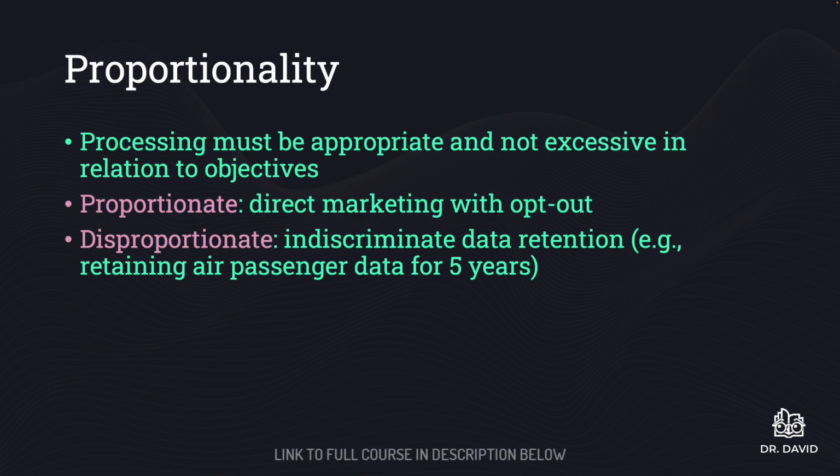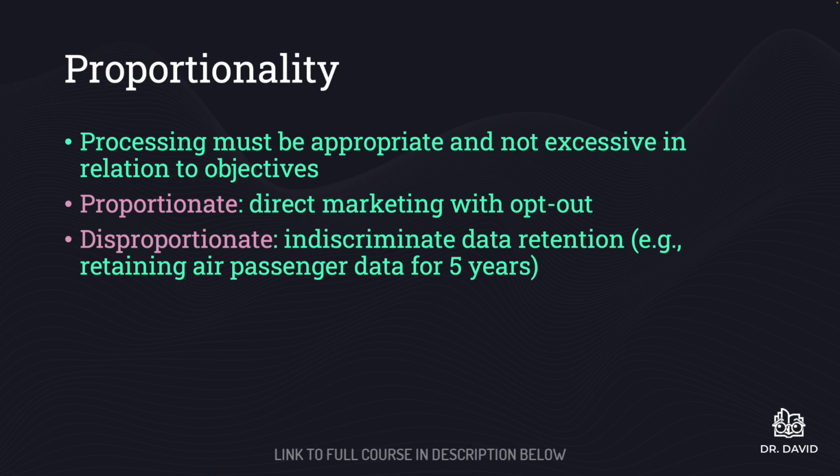Now, proportionality is a term that you're going to see quite often when it comes to DPIAs. And essentially, proportionality means that the processing must be appropriate and not excessive in relation to the objectives. An example of proportionate processing is direct marketing with opt-out. And so your organization is involved in direct marketing activities. You market directly to customers, but you provide them with an opt-out.